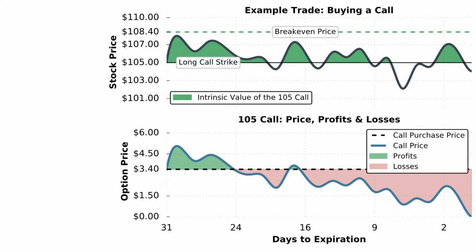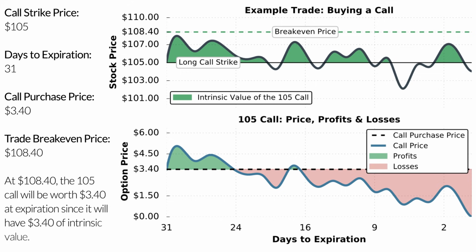So instead of continuing to talk about the theory, let me go ahead and show you some actual historical call option purchases, and I'm going to plot the performance and the price of those call options relative to changes in the stock price so that you can see exactly how the call option trade performed as the stock price changed and as time passed. In this first example, a call option with a strike price of $105 and 31 days to expiration is purchased for $3.40.